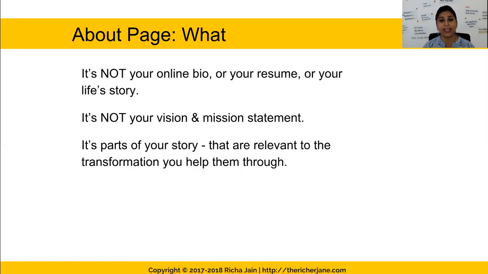So don't put everything in the kitchen sink on your About page. Only put parts of your story that are relevant to them. That if you were meeting them in person at an event, what would you tell them about yourself? Let's say you go to a networking event specifically for your business area, where almost everyone is a potential client.